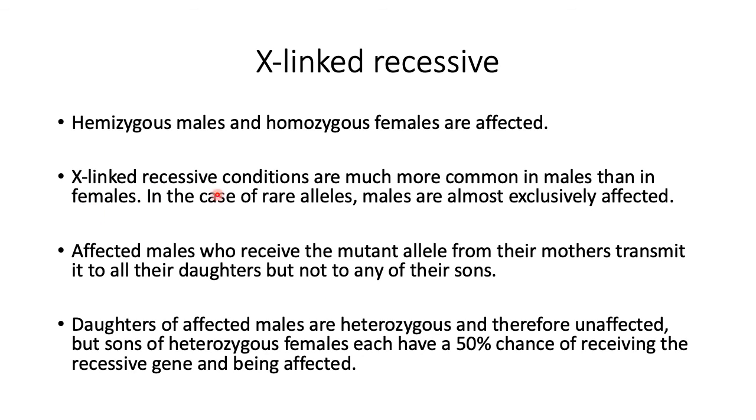So this is all from the mom. And so X-linked recessive conditions are much more common in males than in females. Affected males who receive the mutant allele from their moms transmit it to all their daughters, but not to any of their sons, just like we talked about in the cases earlier. And daughters of affected males are heterozygous, but sons of heterozygous females have a 50% chance. So let's say that the female has one dominant and one recessive. There's a 50% chance that the son will inherit that trait.